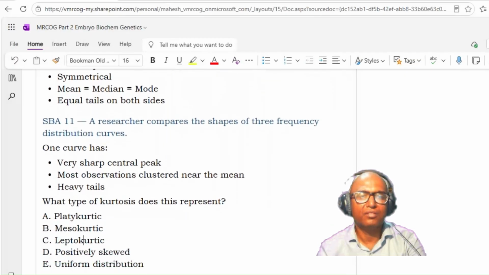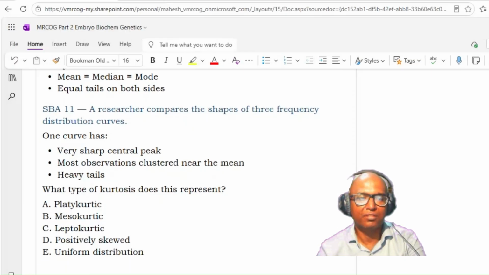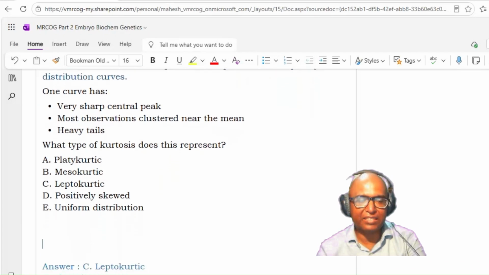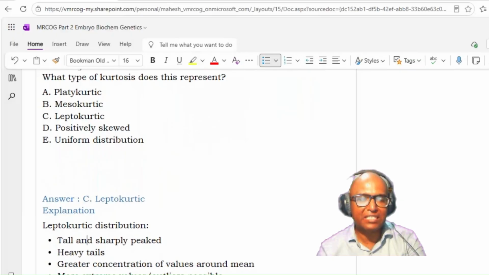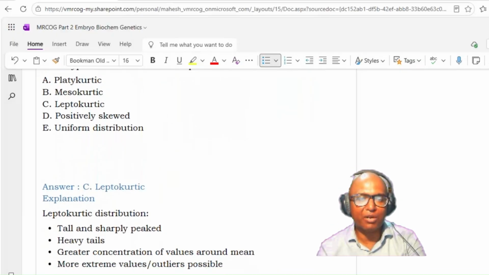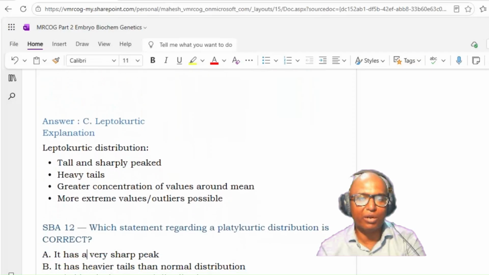Next. A researcher compares the shape of three frequency distribution curves. One curve has a very sharp central peak, most observations clustered near the mean, and heavy tails. What type of kurtosis does this represent? Platykurtic, mesokurtic, leptokurtic, positively skewed, uniform distribution. Sir, leptokurtic, because it has a tall peak in the center. Okay, C is leptokurtic. Leptokurtic distribution: tall and sharply peaked, heavy tails, greater concentration of values around the mean, and more extreme values or outliers possible.